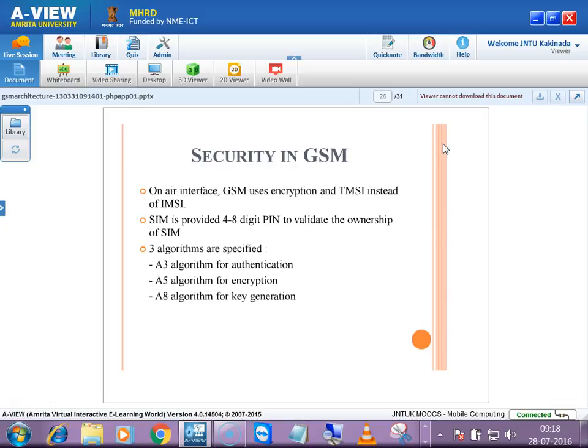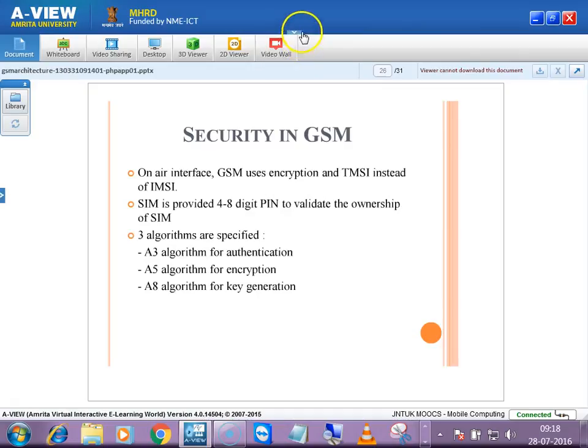The air interface uses encryption and TMSI instead of IMSI. Because you are using the IMSI, but there are chances that some other person may know your IMSI and peep into that. So for that purpose, what the network will do is, once the connection is established, first you will be requesting for the connection, and the MSC has provided you some connection and access to the resources you want. Then from then onwards, once you are established with a connection, you will be given some other identifier rather than the IMSI.